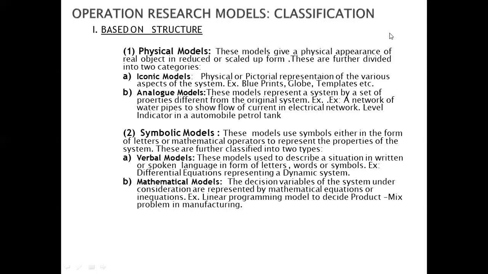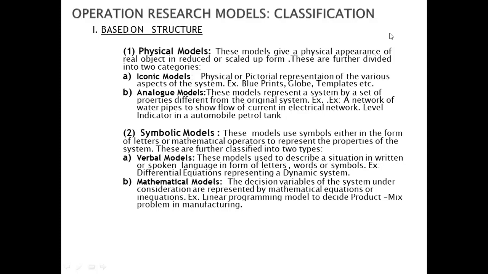These are further divided into two categories. First is the iconic model and the second one is the analog model. The iconic model is the physical and pictorial representation of the various aspects of the system, for example, blueprints, globes and templates. And analog models represent a system by a set of properties different from the original system, for example, a network of water pipes to show flow of current in an electrical network, or the level indicator in an automobile petrol tank. These are examples of physical models.